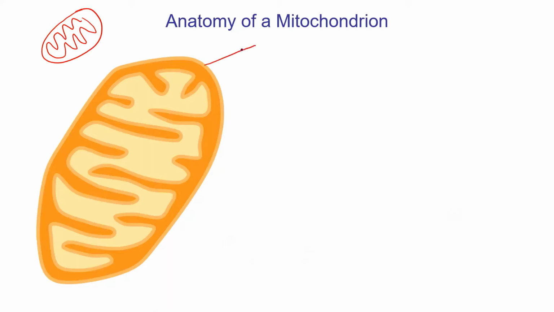So the first part is the outermost component, and this is the outer membrane. The outer membrane is relatively porous and mostly structural, meaning it doesn't have a lot of biological function other than holding the mitochondria, kind of just containing everything.